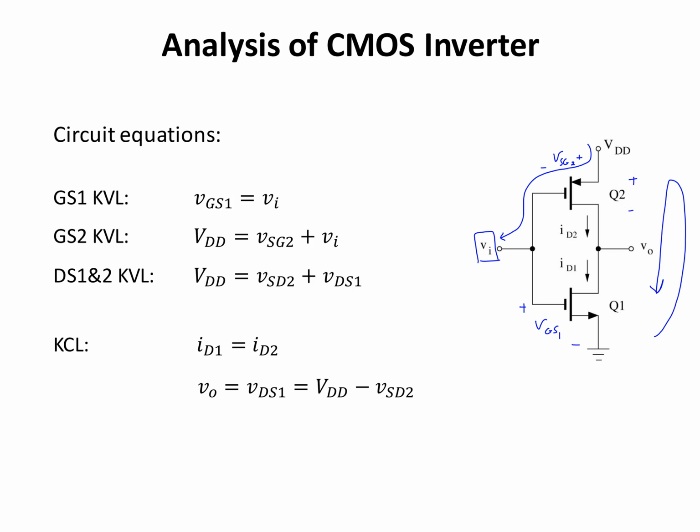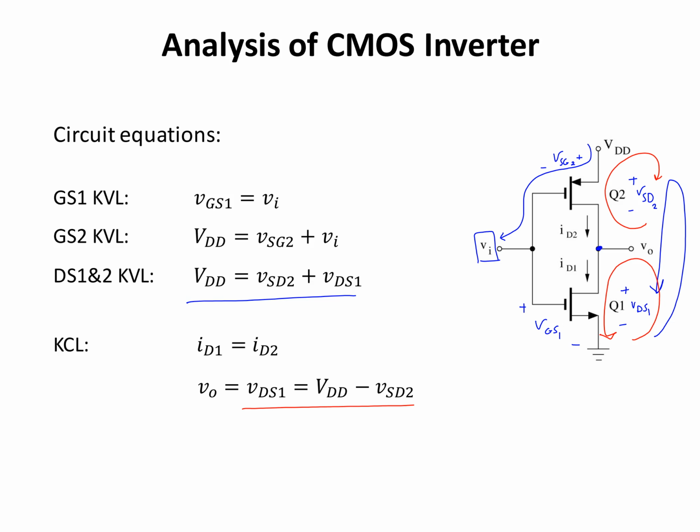This is plus minus VSD of transistor 2, and this is plus minus drain to source of transistor 1. So from this loop, I can say that VDD equals VSD2 plus VDS1. Also, from this KCL at this node, I know that I drain 1 equals I drain of transistor 2. And this small KVL in here is going to tell me that V out is equal to VDS1, and from this KVL, V out equals VDD minus voltage of source to drain for transistor 2.